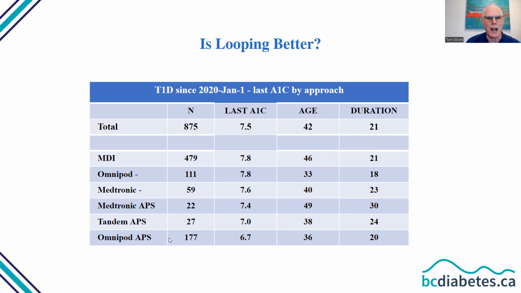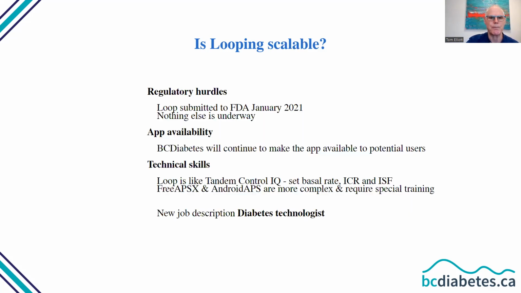So is looping better? I think all we can say really is that BC Diabetes people who are on Omnipod APS open sourced have lower A1Cs. Is looping scalable? This is the big question. And the three factors that limit it in September 2022 are listed on this slide.